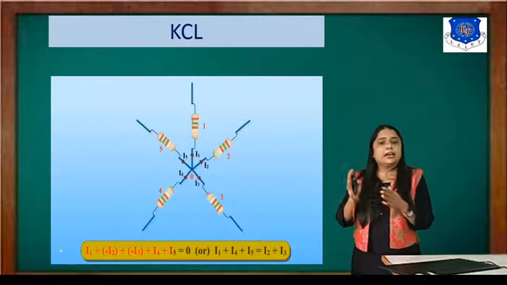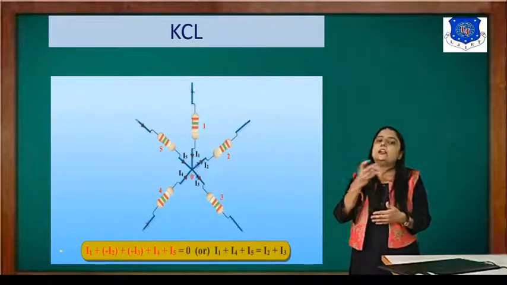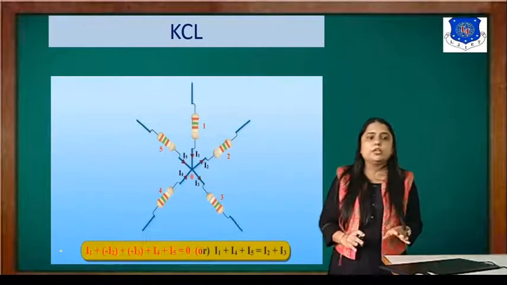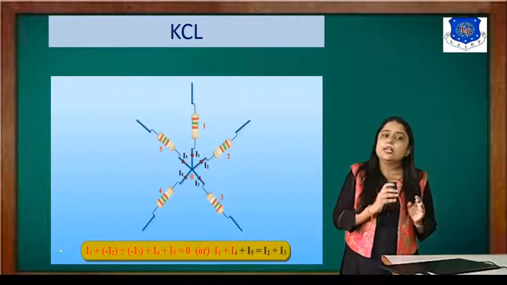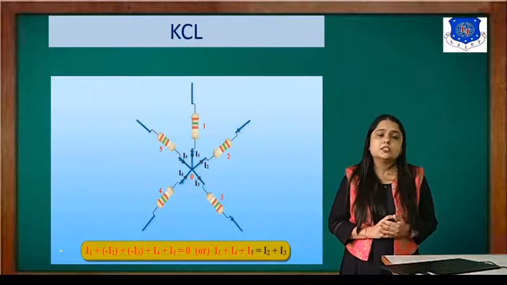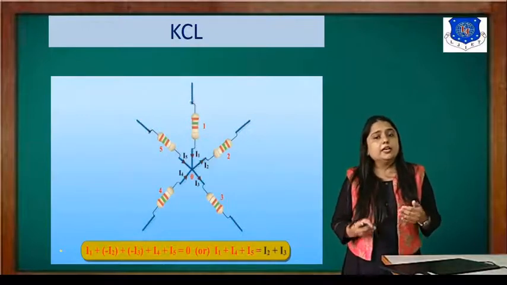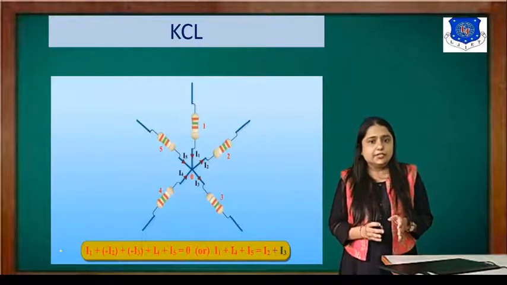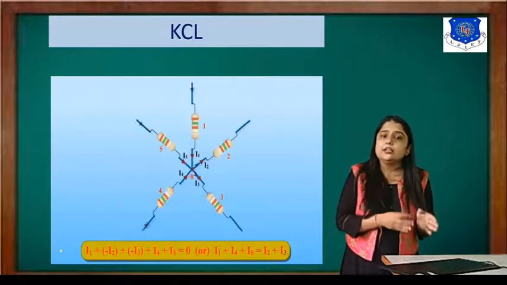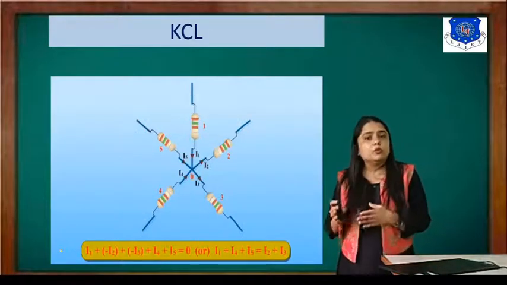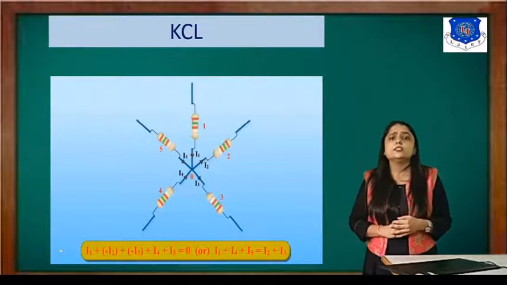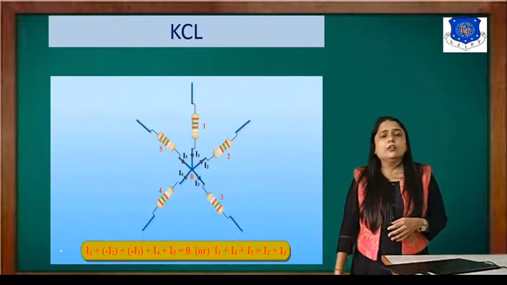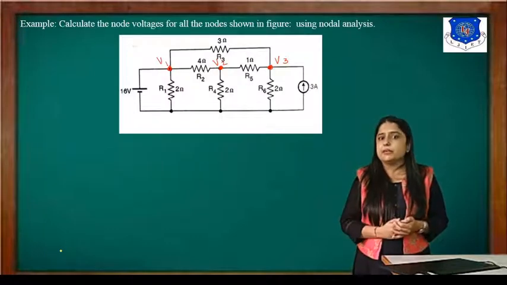Now I4 and I5, these two currents are entering the junction, so we take them as positive currents. And as we said, we equate that with what? It's 0. Or in other words, if I want to write this equation, I can write that the incoming current equals the outgoing current. Based on that, we need to write down these equations. Now using this, we will solve this example.